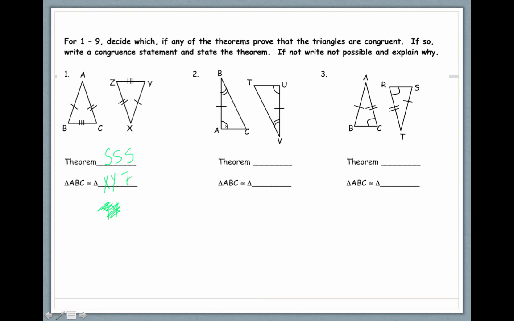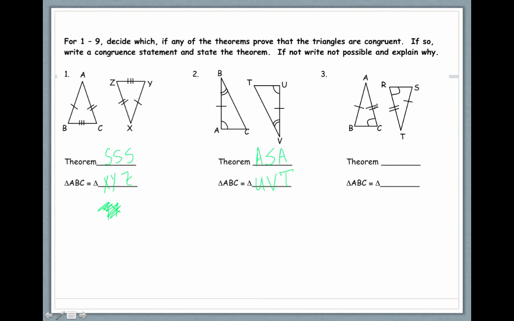Here we have two angles that match, and they're included side matches. So that's angle, side, angle. And A is the same as U, so U goes there. B is the same as V, so V goes there, and then it's T at the end.